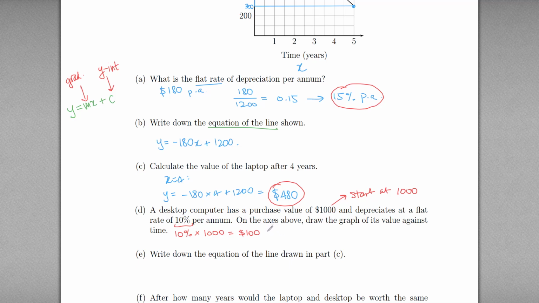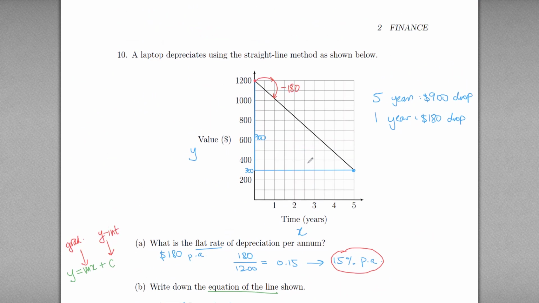Which means that we're going to have a gradient of negative 100. So every 1 year across, it's going to drop by $100. I'm going to start at 1000, and knowing these two things is enough to draw our graph. I'll draw this one in green. We'll start at 1000, and then every year we're going to lose $100. So say it's going to go through here, and then through here, and so on. So we can draw a line that tries to pass through all those points.